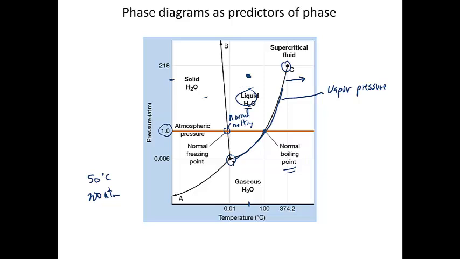If you had, say, minus 20 degrees Celsius and 200 atmospheres, you'd be around here somewhere, and you'd be a solid. So you can determine what phase you'll be in just by mapping where you are on the phase diagram.